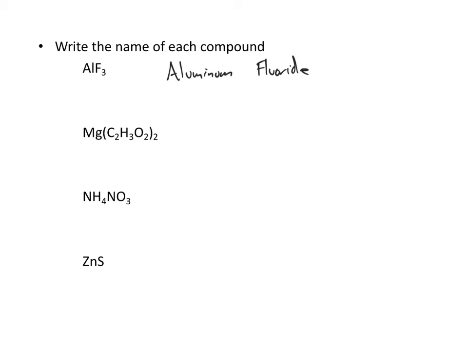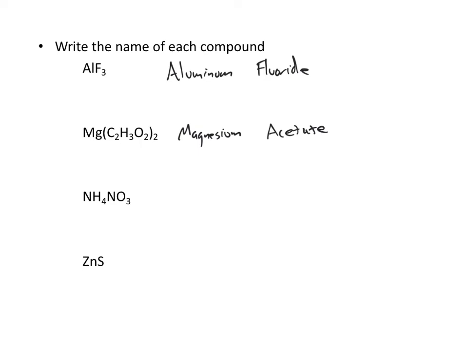Right, now I have another example. I have magnesium and an acetate ion, so I have a metal and a polyatomic ion. So in this case, just give the name of the metal and the name of the polyatomic ion. So in this case, I have magnesium and that polyatomic ion is acetate.